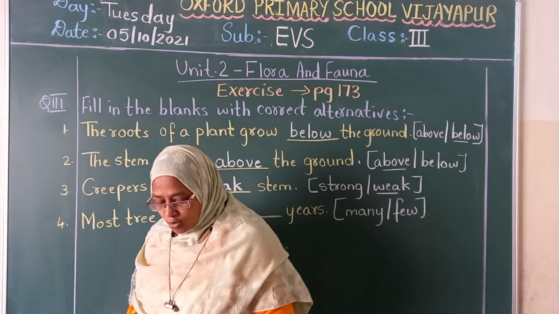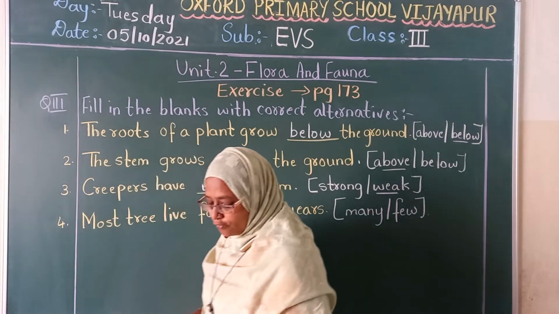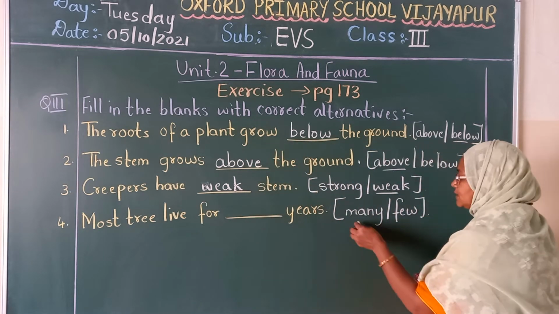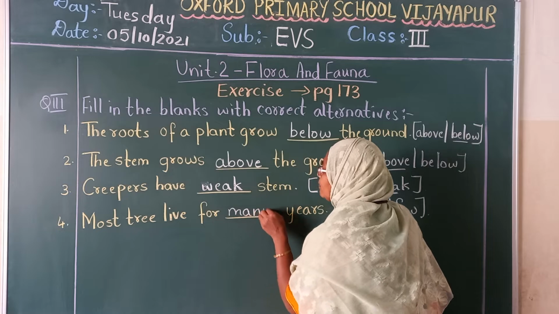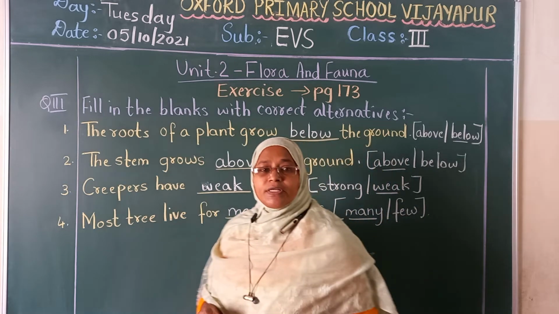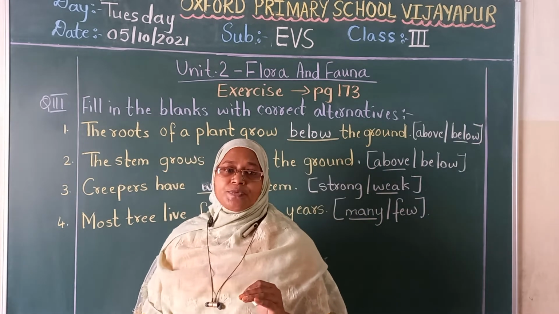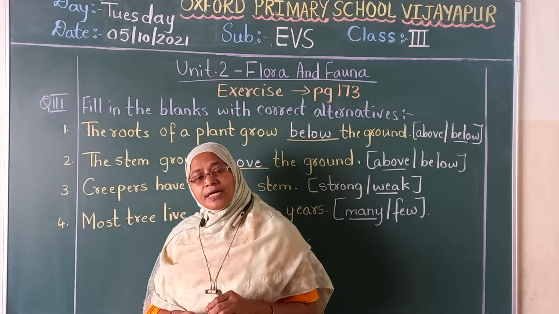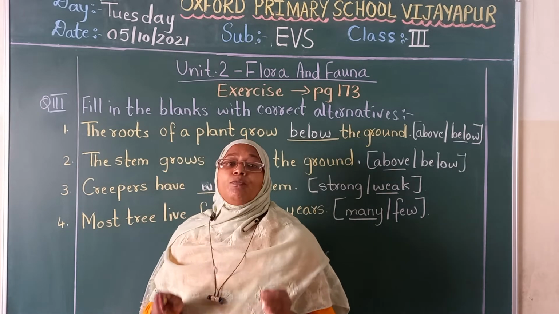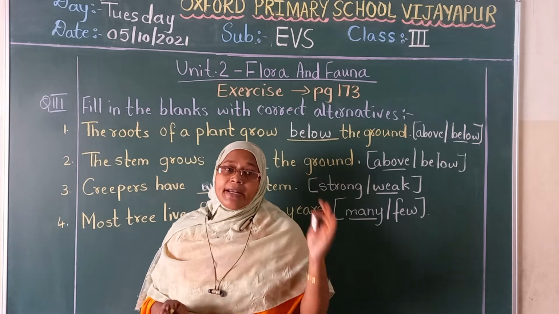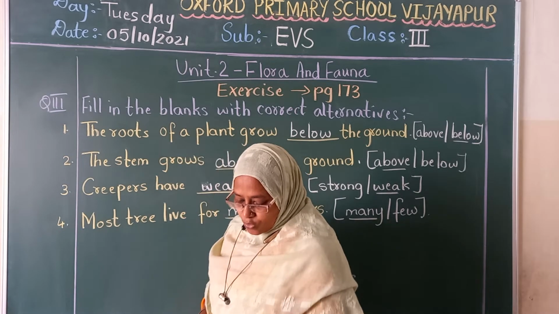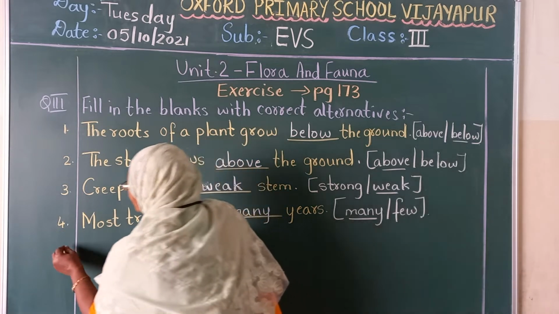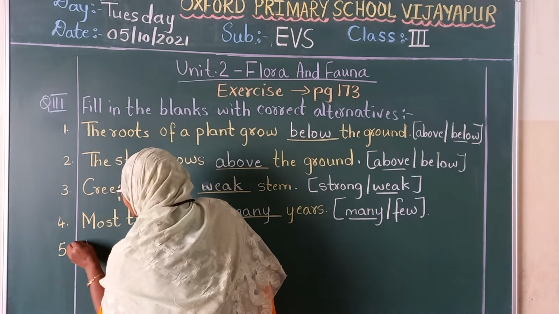So what is the option? Most trees live for many years. Underline many, and write it here: M-A-N-Y, many. Only very few trees, short ones like shrubs and herbs, live for a short period. But most trees are hundreds of years old, so they live for many years. Come to the fifth one. The fifth one is the rice plant.